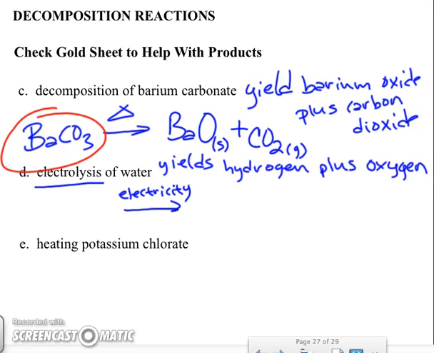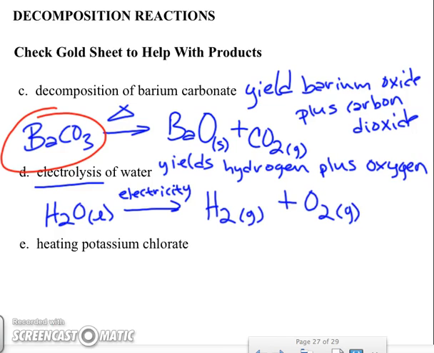Let's write out and balance the equation. So we've got water, which would be a liquid. We would run electricity through. We would form hydrogen, a diatomic, plus oxygen, also a diatomic. Let's balance the equation. We need 2 oxygens, which is going to change us to 4 hydrogens over here. It's balanced. Again, decomposition reaction, because we only have one single reactant, one thing on the left side of the arrow.